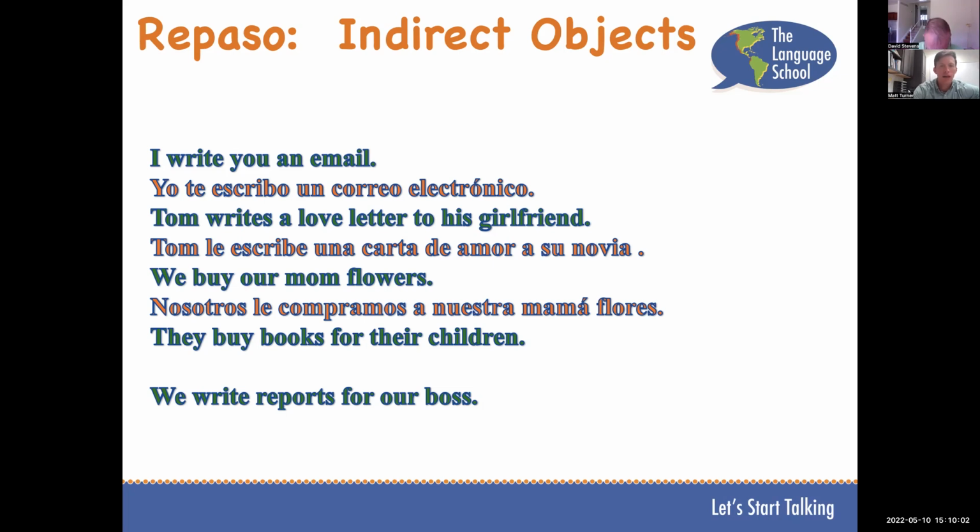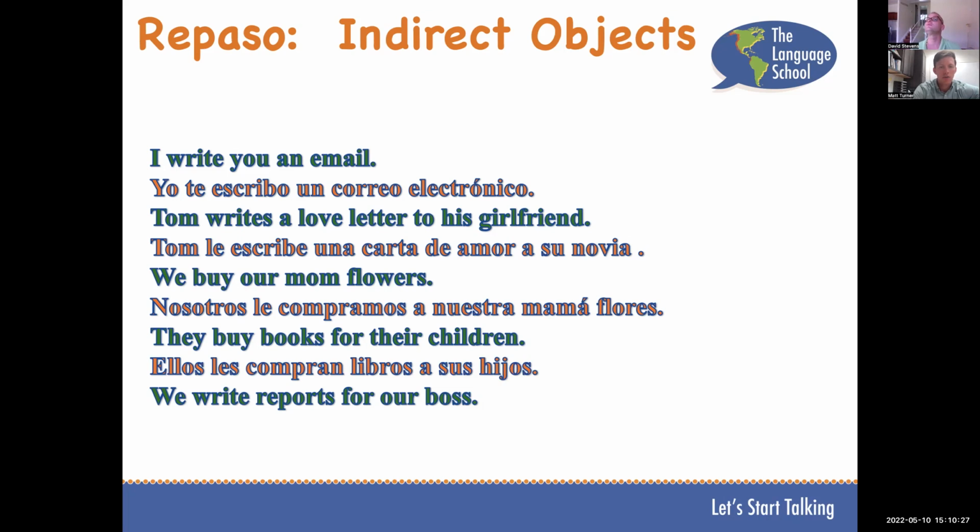Okay. So ellos les compran libros a nuestros hijos. How do you say their? Not nuestros. Nuestros is our. Our. A sus hijos. Ahí está. Muy bien. Sus hijos.